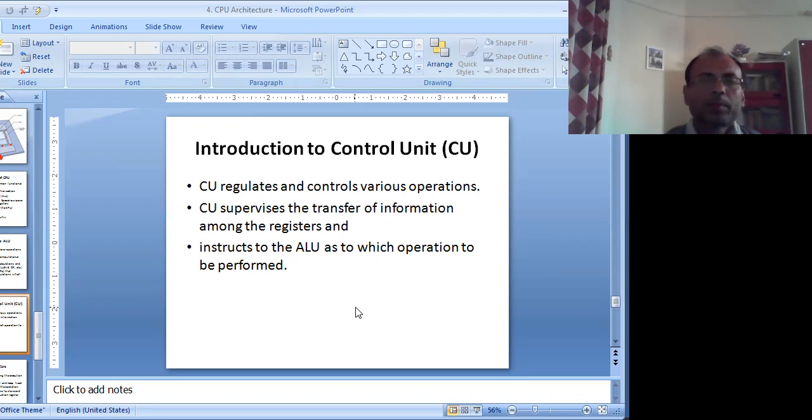So it is the responsibility of the control unit to activate and control the various components regarding different operations. So the control unit actually generates the control signals for the entire computer system to be performed.